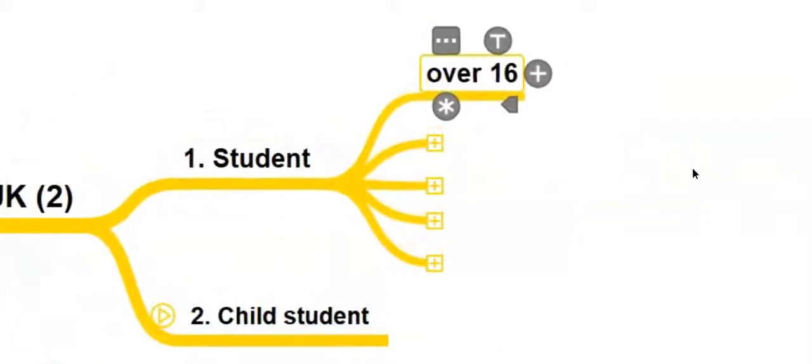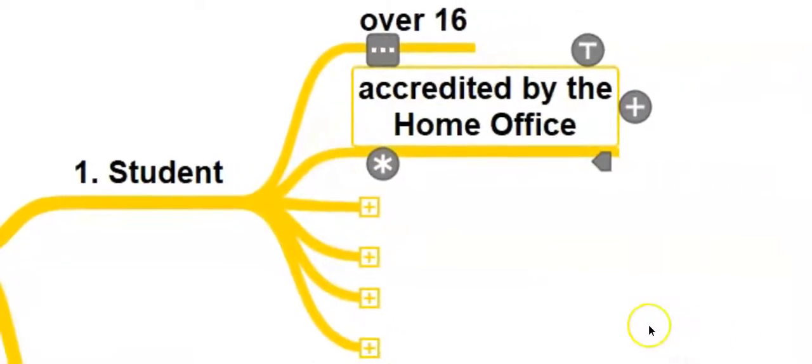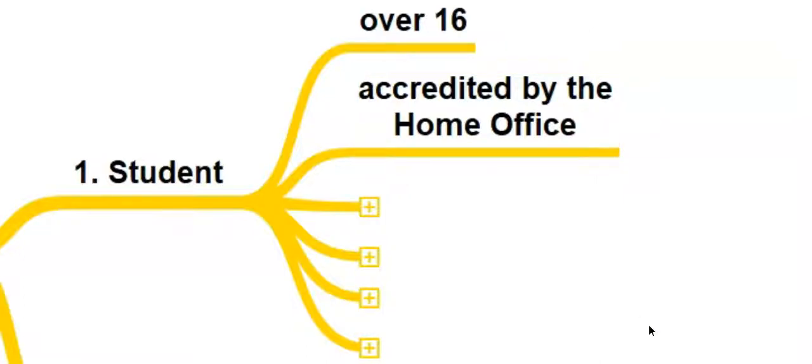So this route is for someone who is over the age of 16 and who wants to study here in the UK. And the course provider will need to be accredited, so they will need to have the sponsor status and they will need to be on the list of accredited providers, which the Home Office updates on a very regular basis. And they also need to have a special license from the Home Office in order for you to be able to enter the UK.